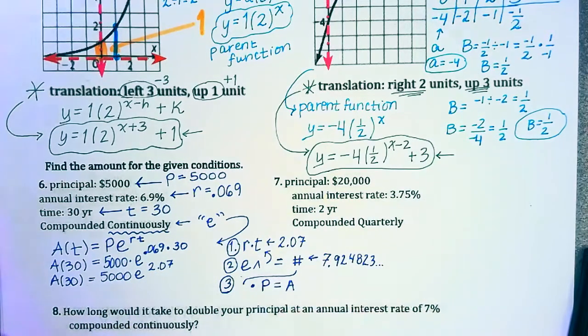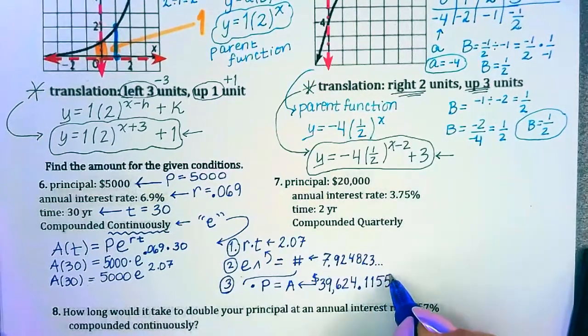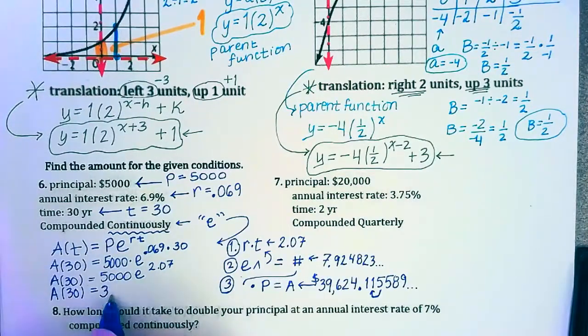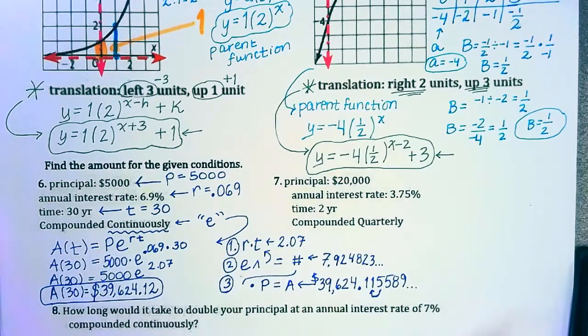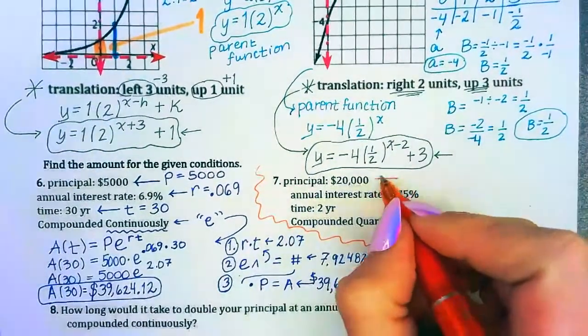If I multiply that number by principal of 5,000, I'll get 39,624.115589 and so on. Since it's money and we need to round to 2 decimal places, my final answer, the amount of money after 30 years, will be $39,624.12.